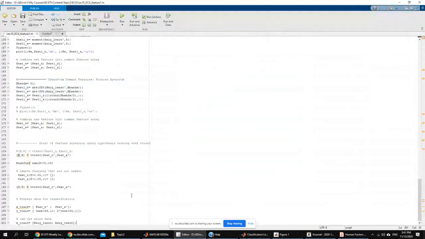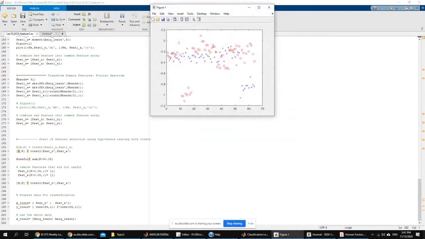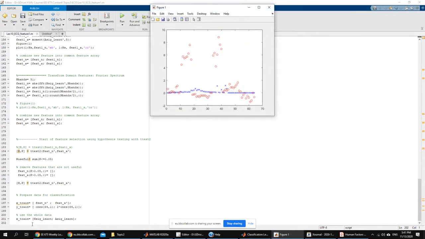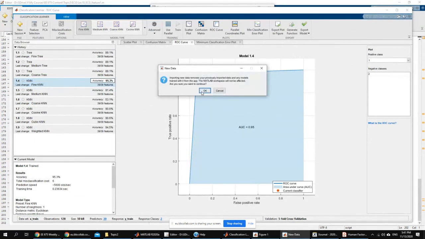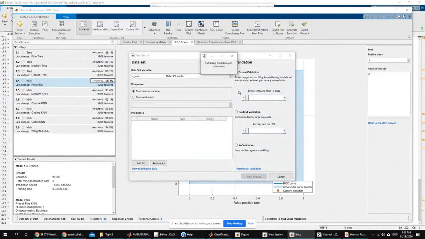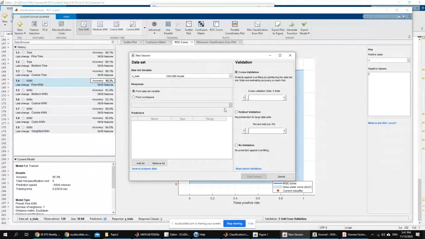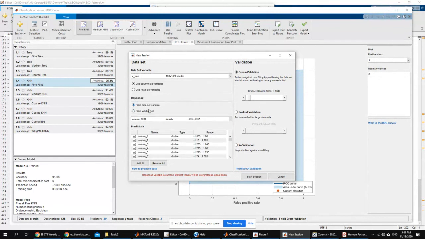Maybe it will justify whether it makes sense to actually have feature extraction or not. So let's try that, just a change here. X train, X test, Y train should be exactly the same because the first 64 signals represent normal and the other ones represent abnormal. Now I'm going to choose X train. See, now it's 128 times 1080. And I'm going to have the responses from the workspace.